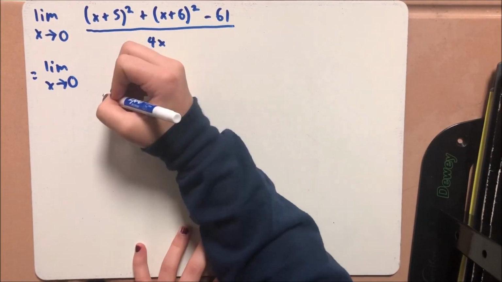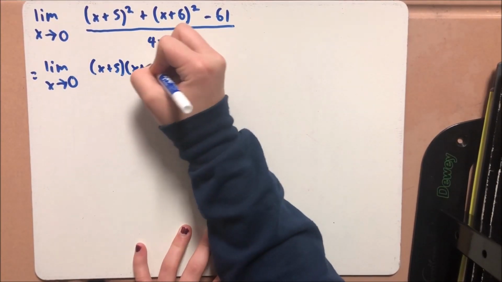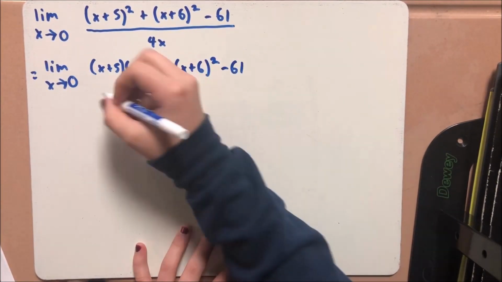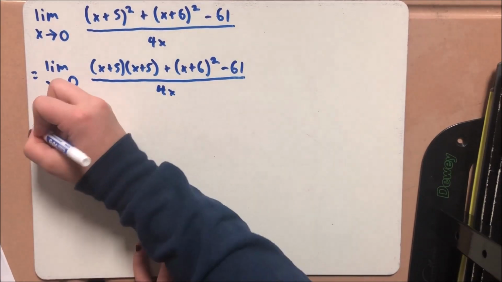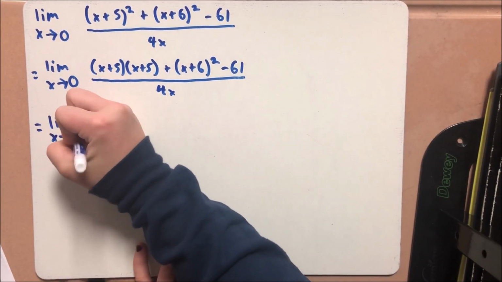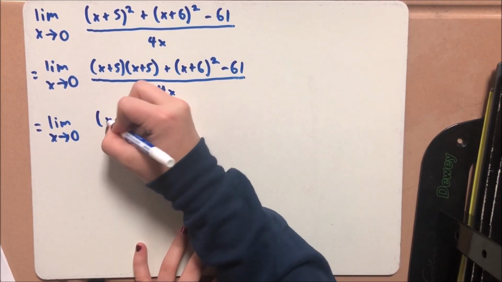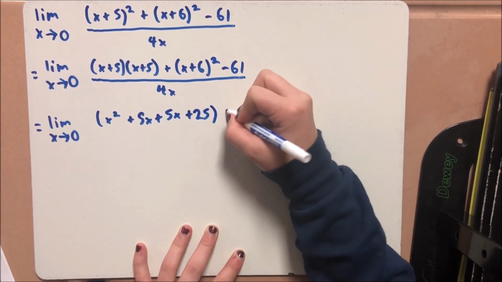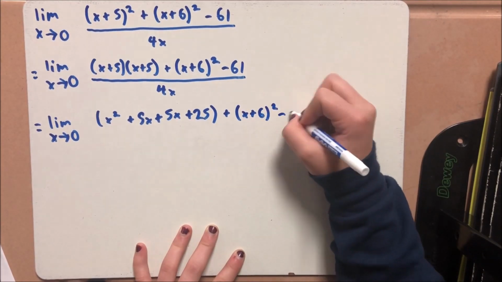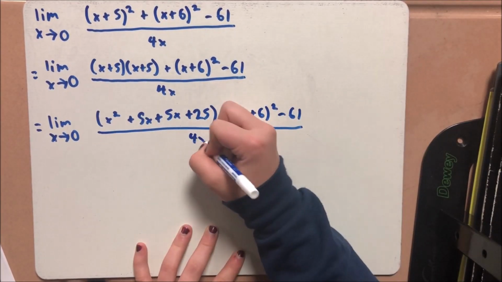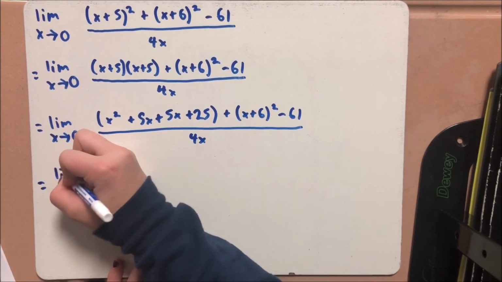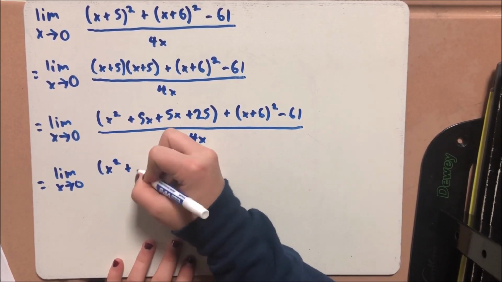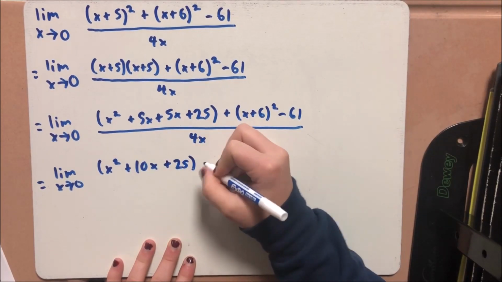To further expand the numerator, we can expand the first binomial as a series of binomials multiplied by itself. We get (x plus 5) times (x plus 5) plus (x plus 6) squared minus 61 all over 4x. We can then use the FOIL technique to multiply out the binomials, resulting in x squared plus 5x plus 5x plus 25 plus (x plus 6) quantity squared minus 61 all over 4x. Combine like terms within the first expanded expression to simplify it.